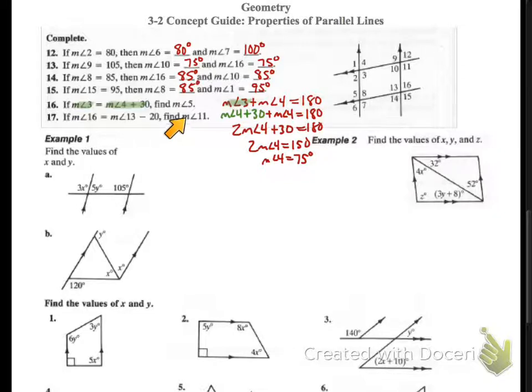But wait, what did the question ask? The question asked, what's the measure of angle 5? Well, how is angle 4 related to angle 5? Well, angle 4 is congruent to angle 2, which is congruent to angle 8, which is supplementary to angle 5. Therefore, angle 5 has to equal 105 degrees. You try number 17.